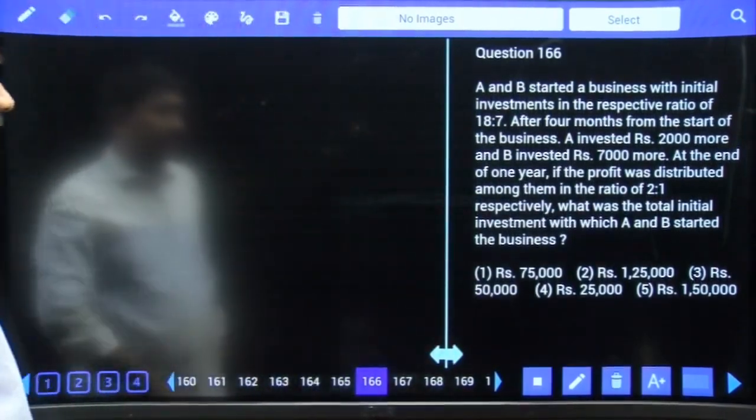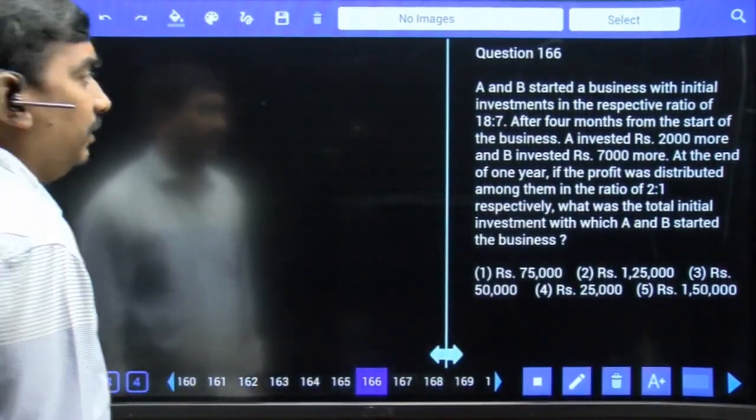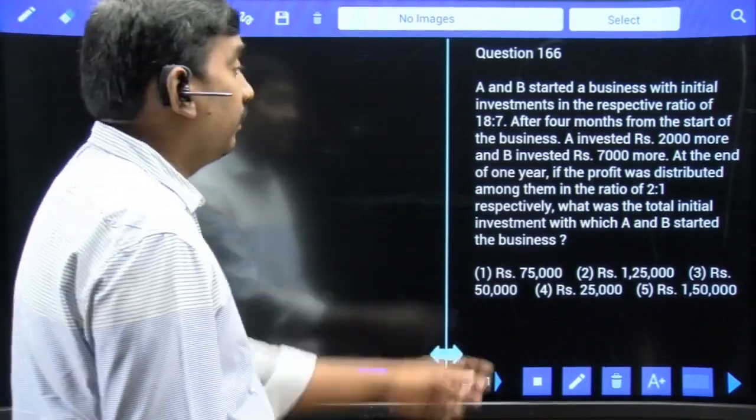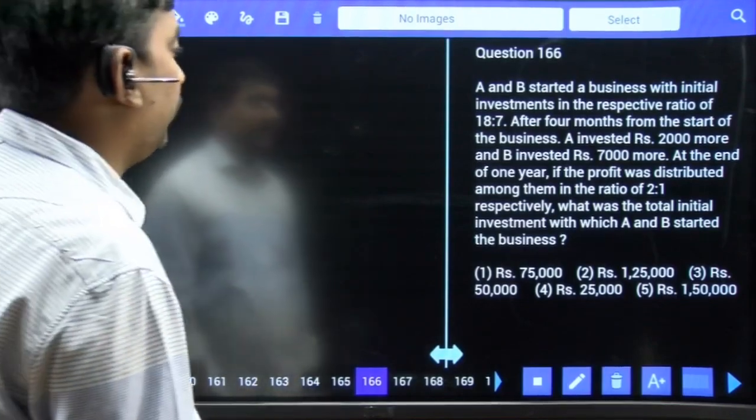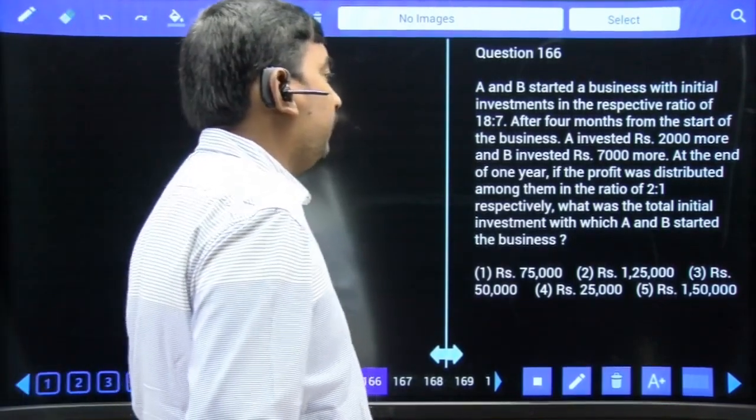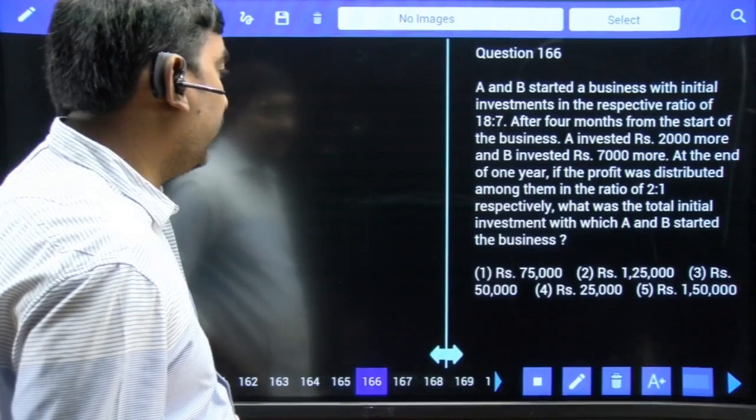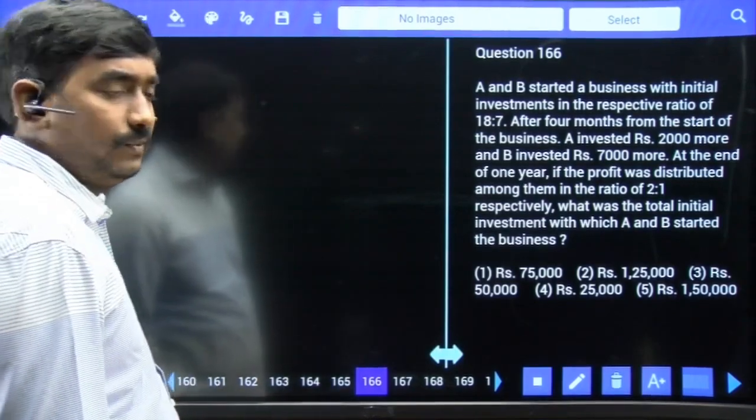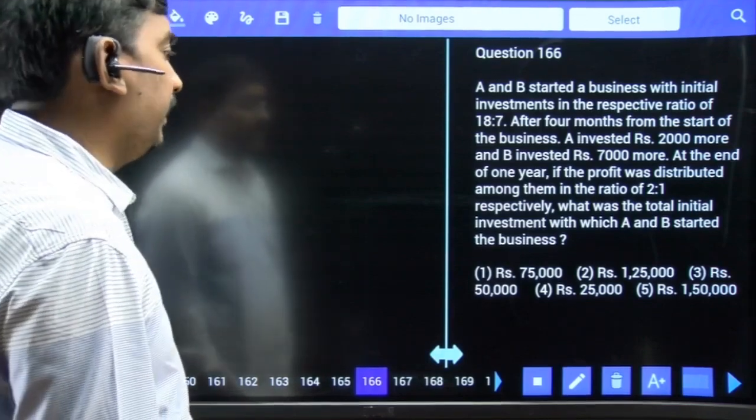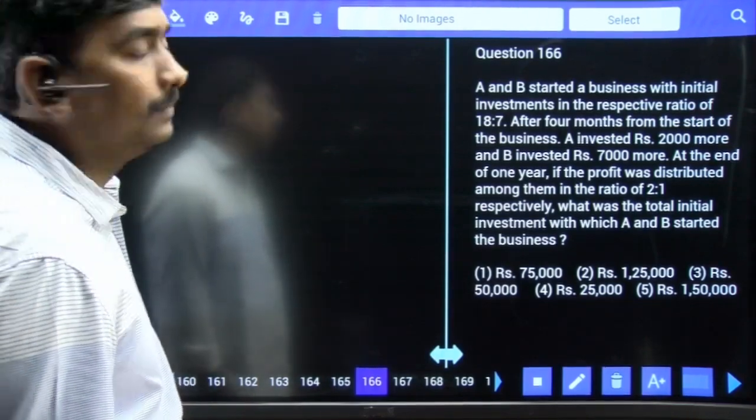A and B started a business with initial investments in the respective ratio of 18:7. After 4 months from the start of the business, A invested 2,000 more, B invested 7,000 more. At the end of 1 year, the profit was distributed in the ratio of 2:1. What was the total of the initial investments with which A and B started?